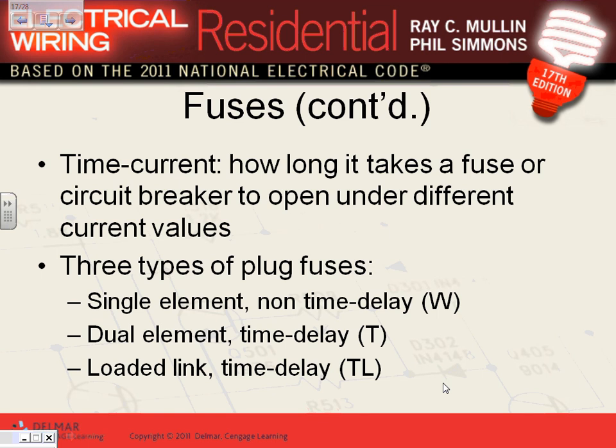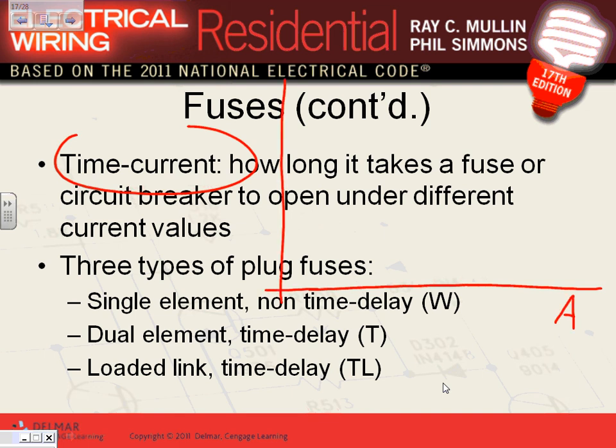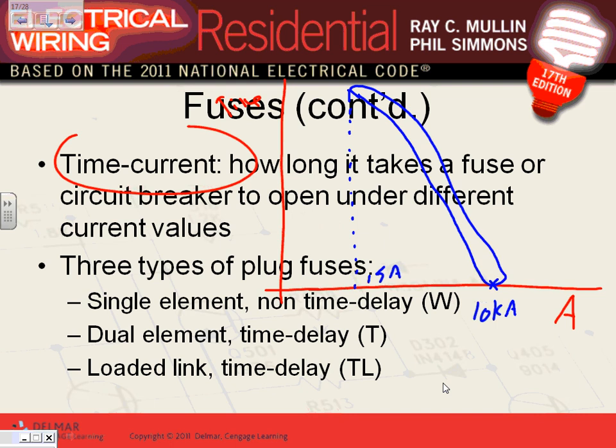Okay, time current. Every fuse has a time current, guys, as well as every circuit breaker. They open under different conditions. Let me draw a time current for you guys. Here's the amps, here's the time. So we'll look at a fuse curve. I don't want to go there yet because I will get you there. This is a 15 amp fuse, and it can handle up to this point, 10,000 amp. Can you guys see that? So the fuse can protect you from 15 amp all the way to 10,000 amp, overload and short circuit.